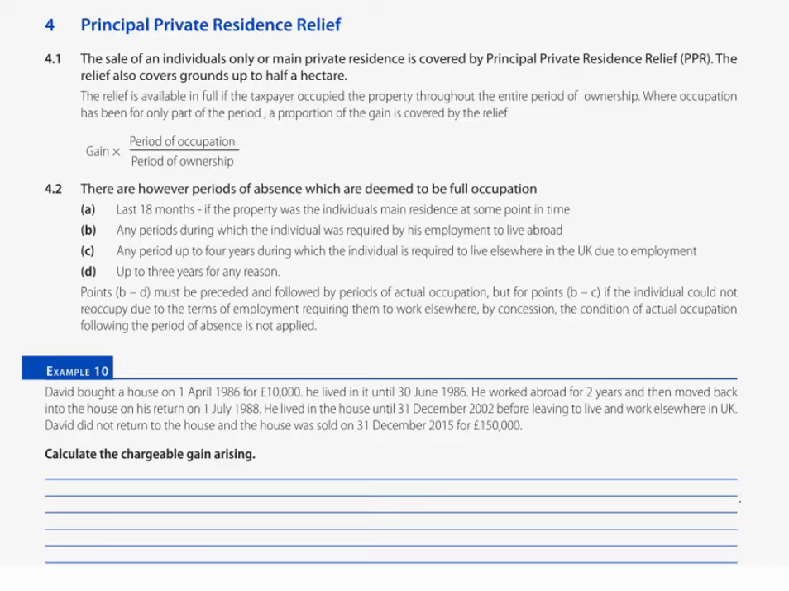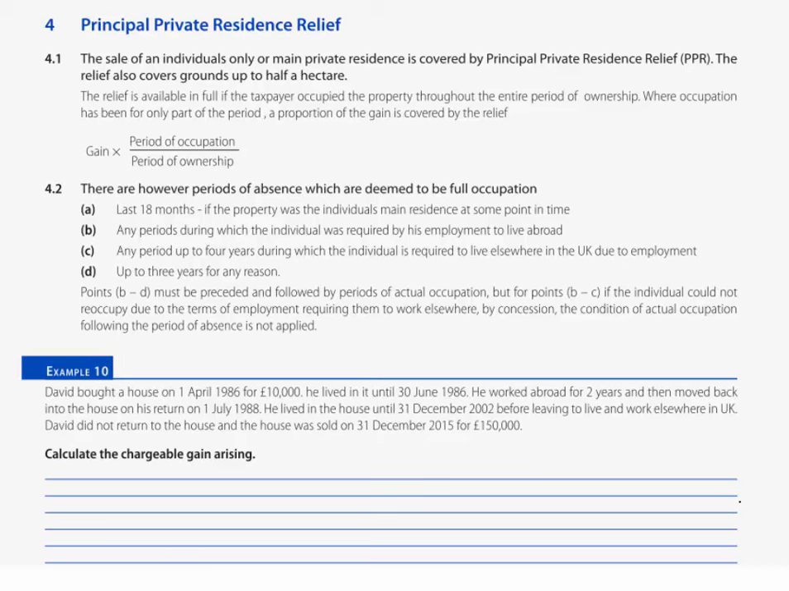However, if you live in that property, you occupy that property, as most taxpayers will do, for the entirety of the period of ownership, then all of the gain arising is covered by PPR relief. So for the vast majority of taxpayers, when they dispose of probably the only asset that they're likely to have any significant gain ever arising on, for normal taxpayers anyway, their principal private residence, they can look forward to principal private residence relief, basically exempting all of that gain arising.